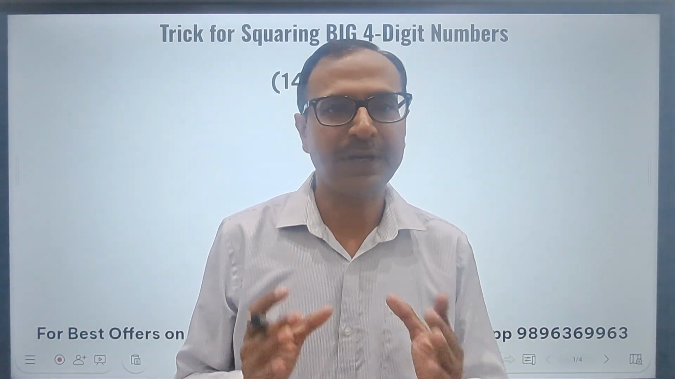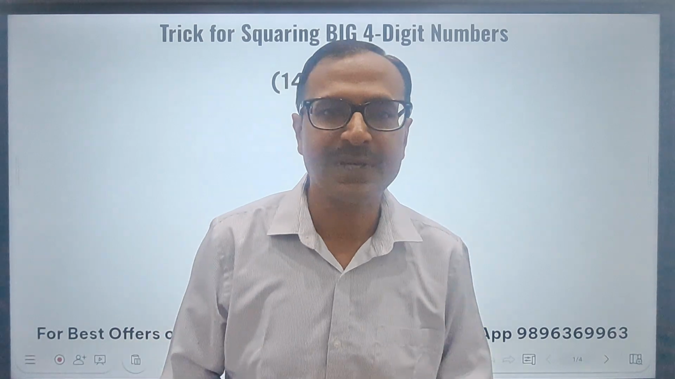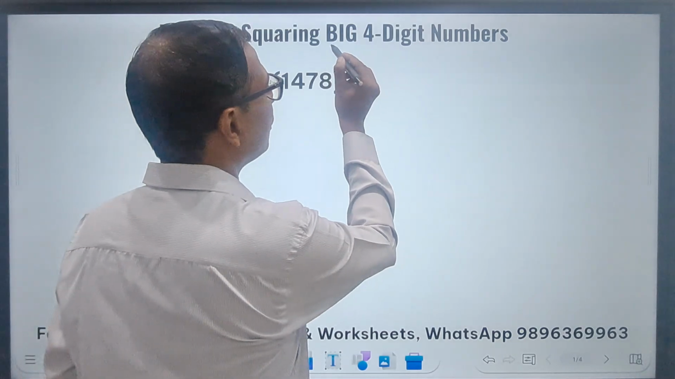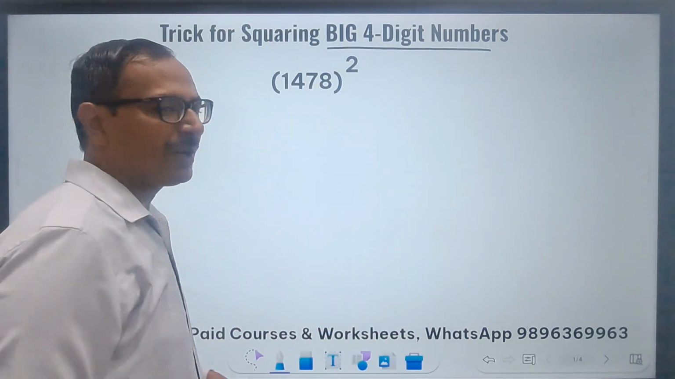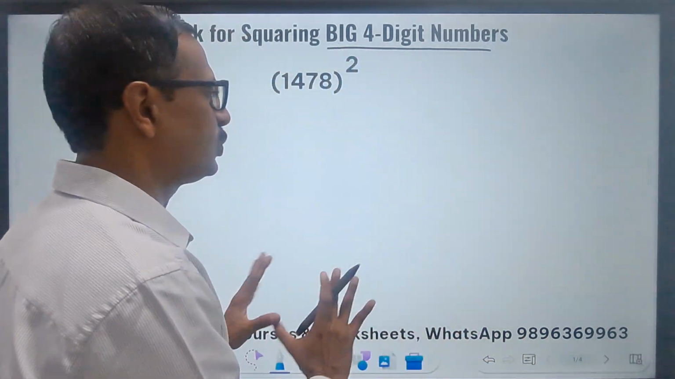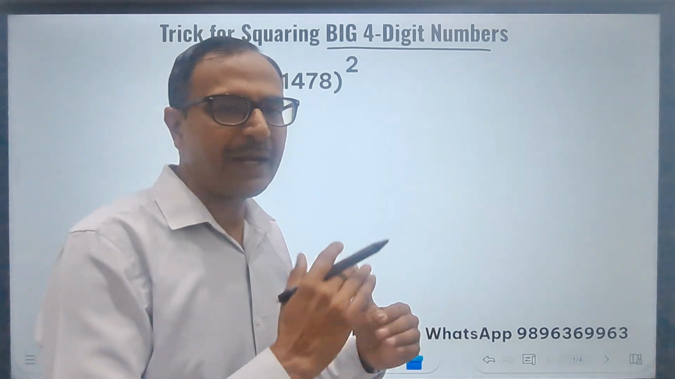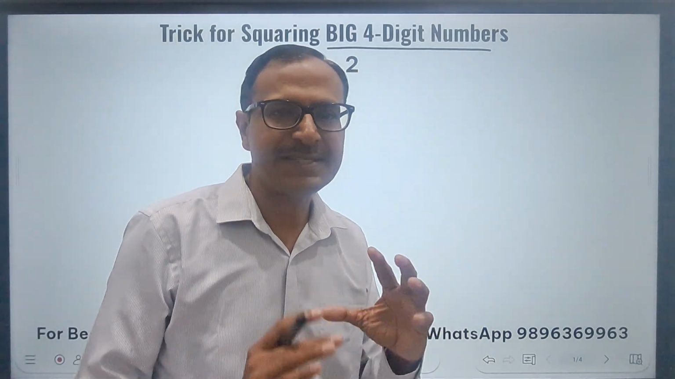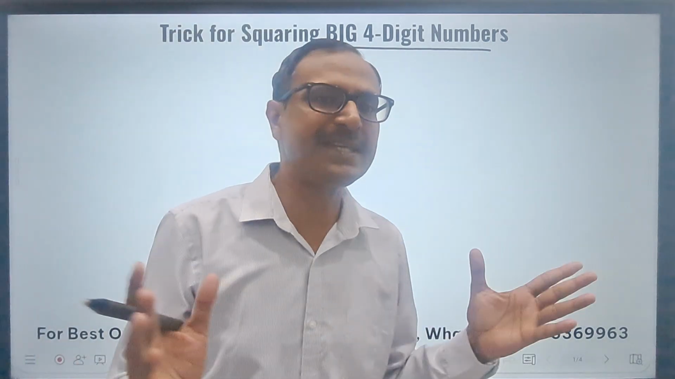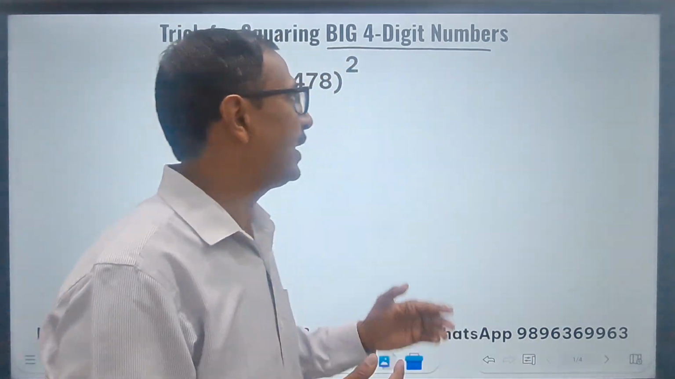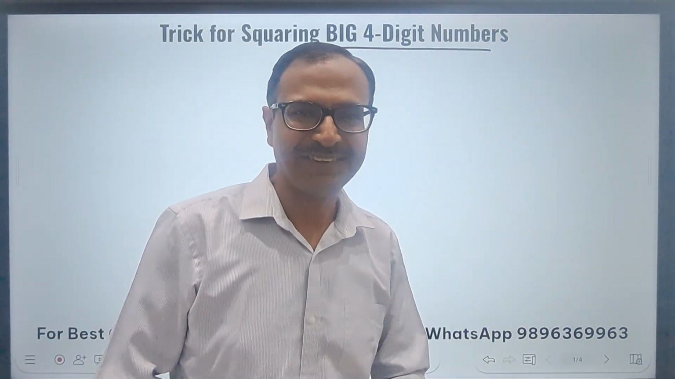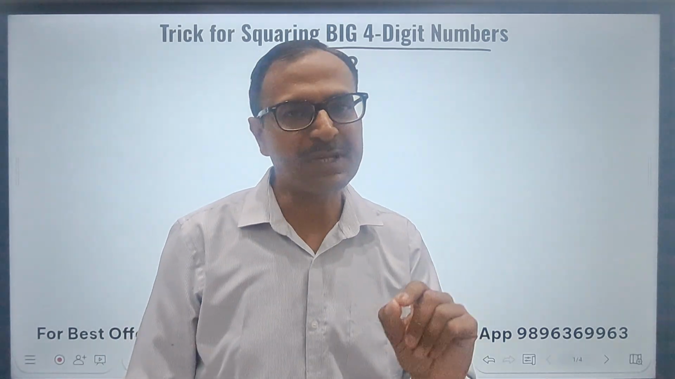So let's see how the trick of squaring two-digit and three-digit numbers can be applied to find the squares of some very big four-digit numbers. Look at the number here, 1478 whole square. I'm going to take a while explaining all the steps in detail in my first example, and in my second example I'll try to reduce the timing by skipping some steps, and I'll tell you that skill also. In the third and the fourth example, you will see how quickly we can find the square of big four-digit numbers, that is numbers up to 9999. So let's get going and see the steps involved in the process.